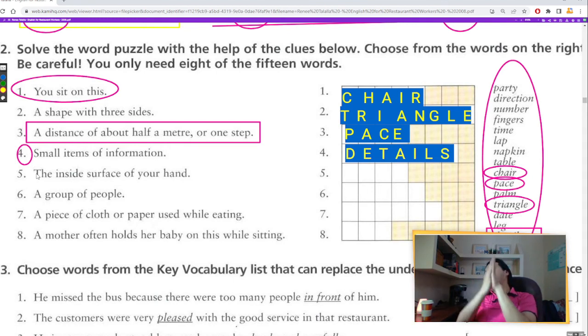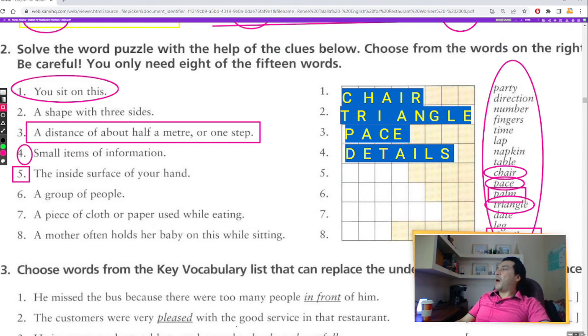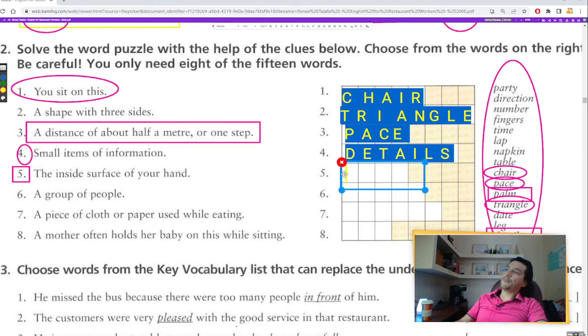Number 5. The inside surface of your hand. 1, 2, 3, 4. 4 letters. We call that the palm. The palm of your hand. P-A-L-M. The palm of your hand.